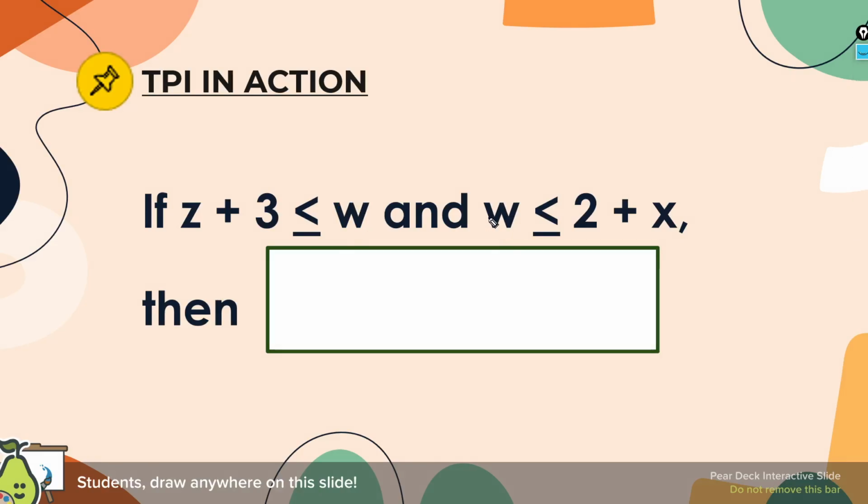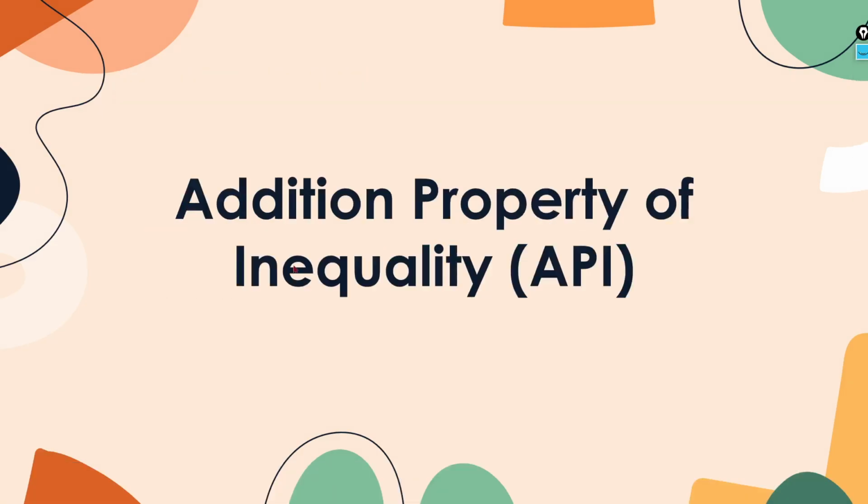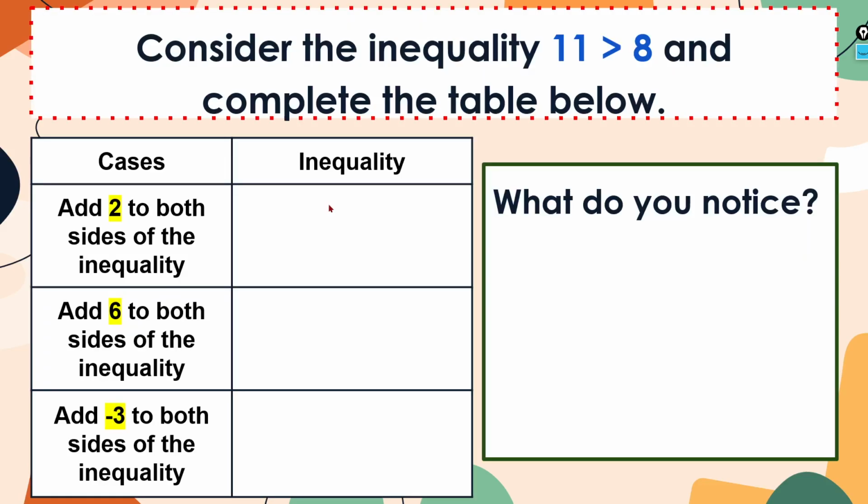Okay? Right. How about API? No, the addition property of inequality. Now, remember, sa equality meron tayo APE. Dito naman ang API. Kaya kaiba ang API na ito, no? Now, let's examine an inequality here. 11 is greater than 8, which is a true statement. 11 is, in fact, greater than 8. Now, let's try and complete this table, no?